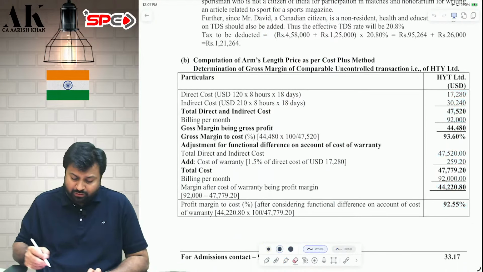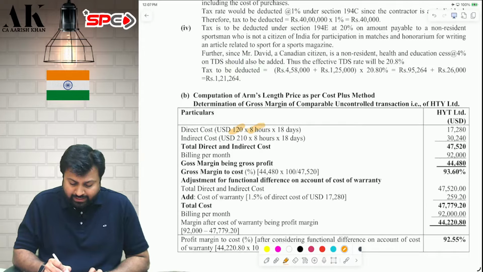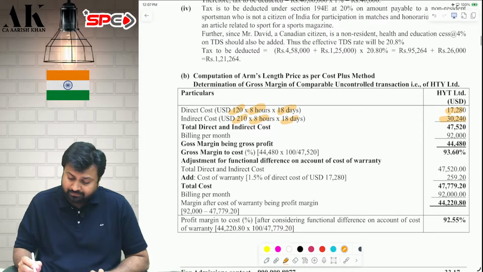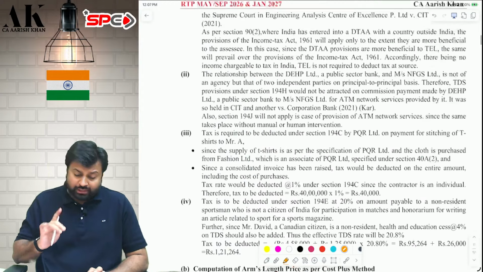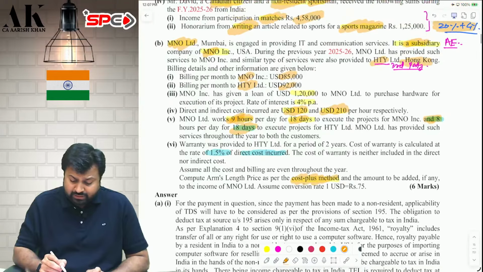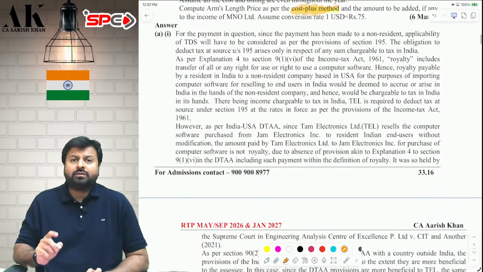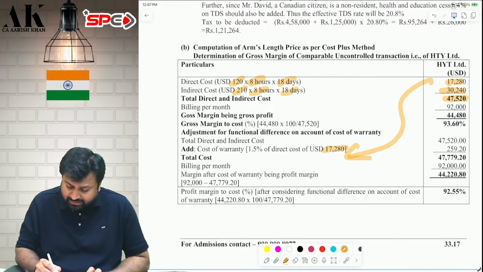What is the margin of HTY over here? First of all, the direct cost of HTY is 120 into 8 hours every day, 18 days. And indirect cost is $210 into 8 hours, 18 days. This is the direct and indirect cost of HTY. 47,520. Is this the only cost when we provide services to HTY? No. There is one more cost which we have to incur when we provide services to HTY. That is, we have to give 1.5% of the direct cost as a warranty cost. That is also a part of cost. So 1.5% of the direct cost is 259.